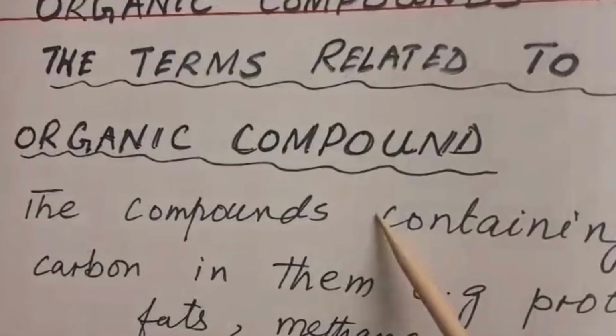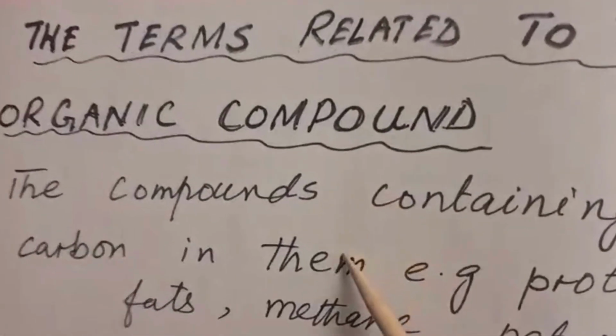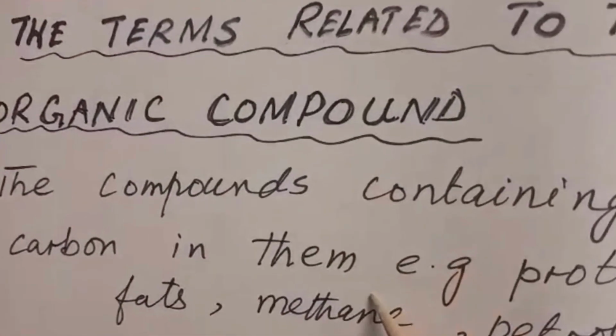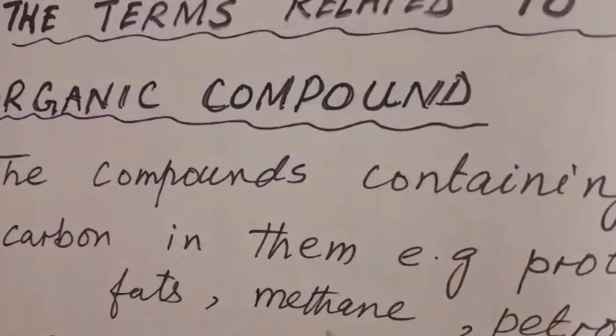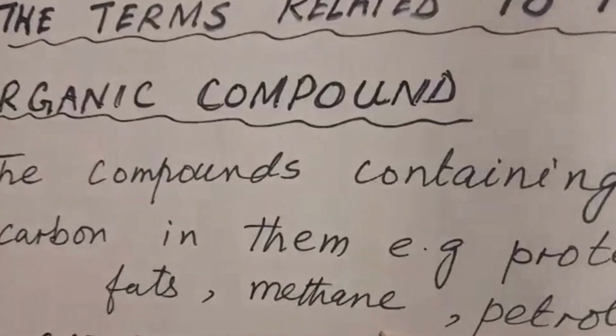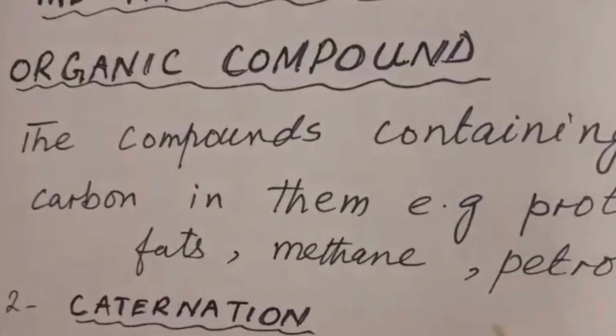First of all, the organic compounds. What are organic compounds? The compounds containing carbon in them are called the organic compounds. Examples are proteins, fats, methane, petrol, etc.